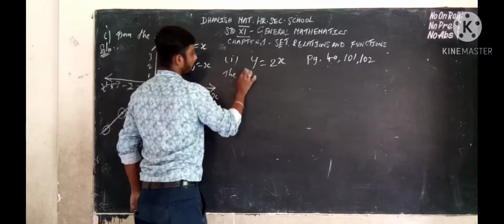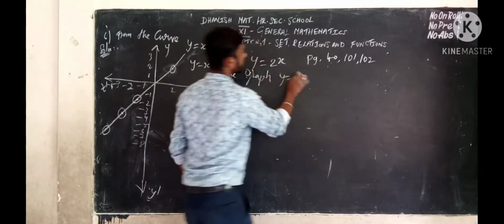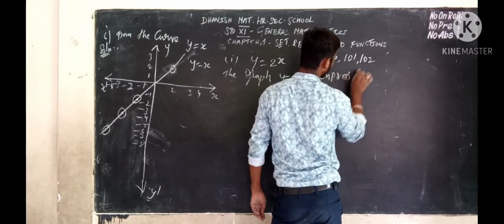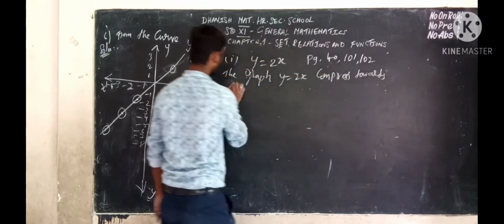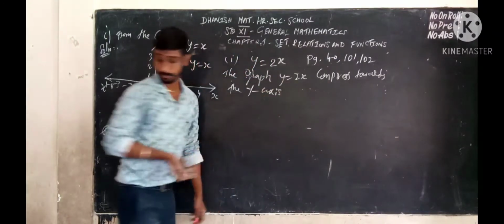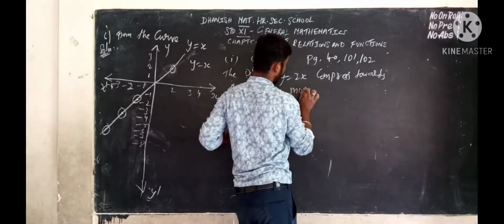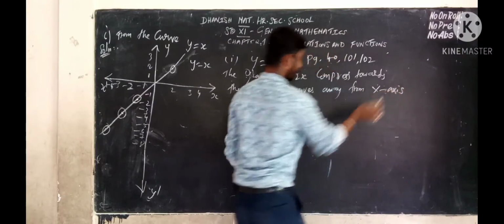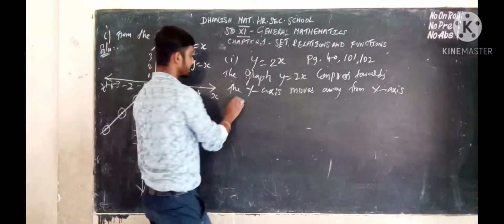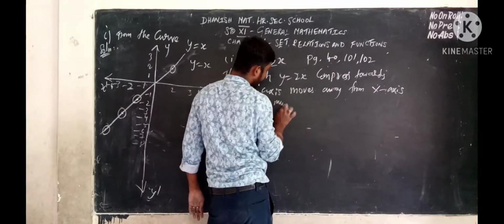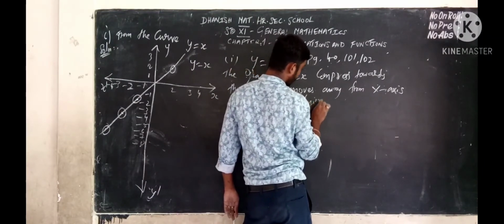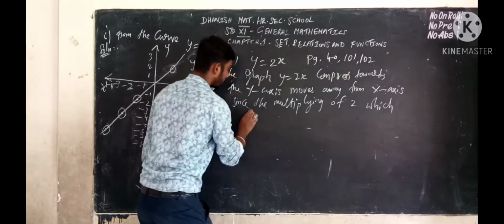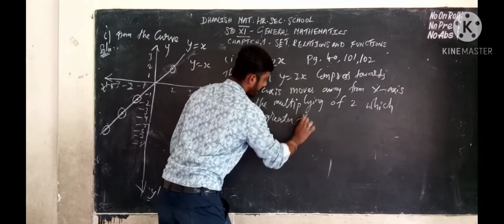The graph y is equal to 2x is compressed towards the y-axis, moves away from x-axis, since the multiplying of 2 is greater than 1.